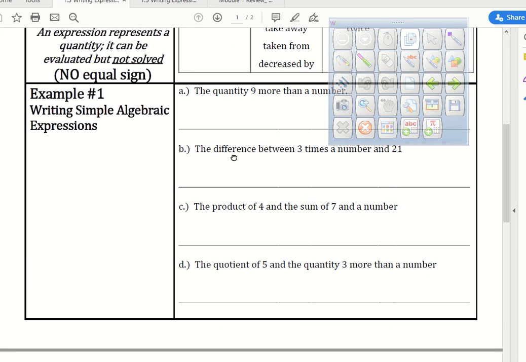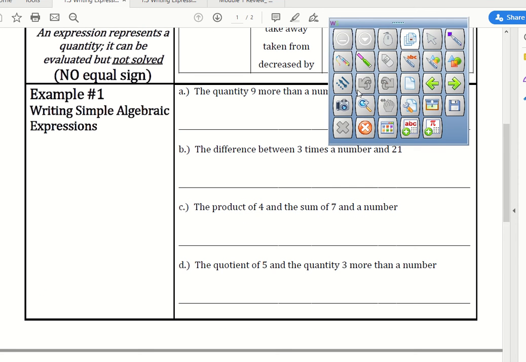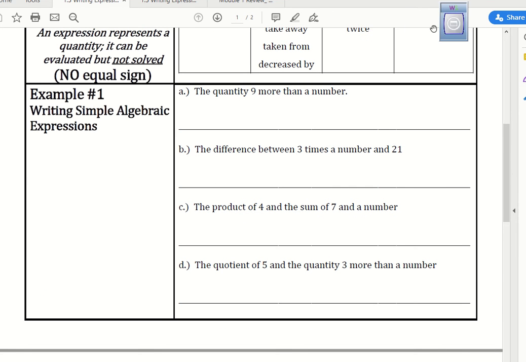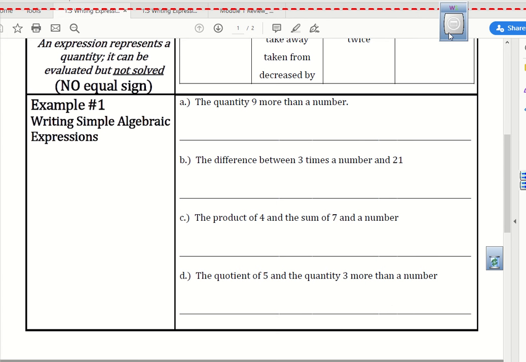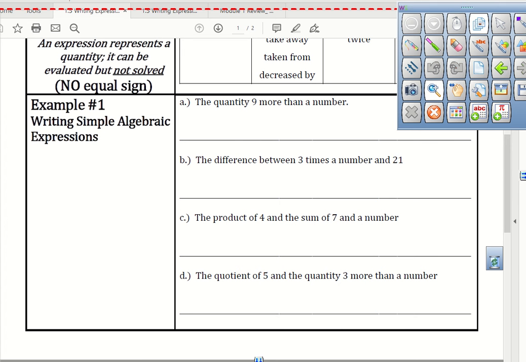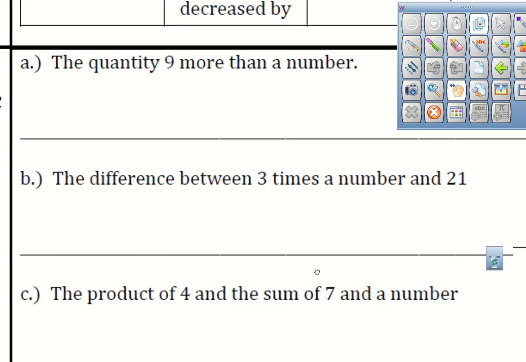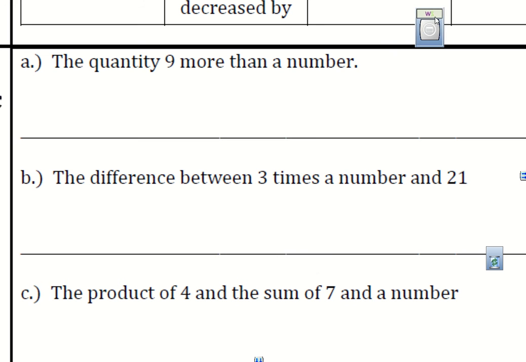All right, example 1. So given these word problems, we want to write an expression. Letter A says the quantity 9 more than a number. So a couple different things are going on here. The first word is quantity. Quantity means you have parentheses. So the quantity 9 more than a number, I'm going to put parentheses around that. That's what that word means.